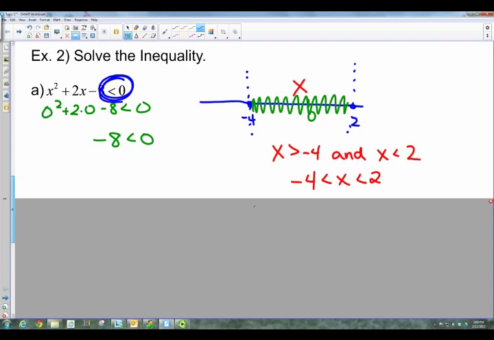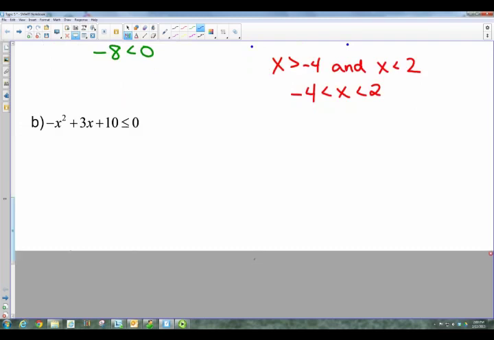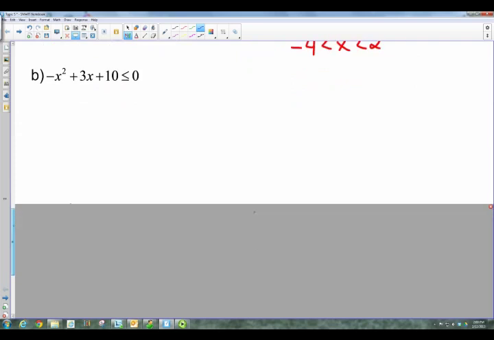Alright, so that's that one. I want to go through one more of these together, and then we'll try one, or have you guys try one on your own. Okay, so for this one, we've got something here that we may or may not be able to factor. We'll have to see. So I put a negative x and a negative x.